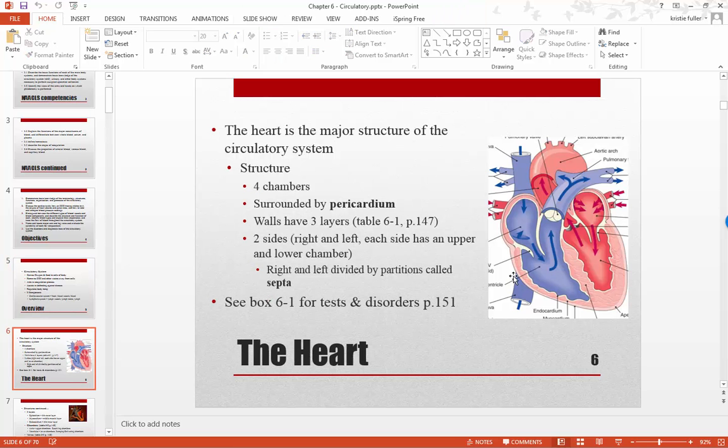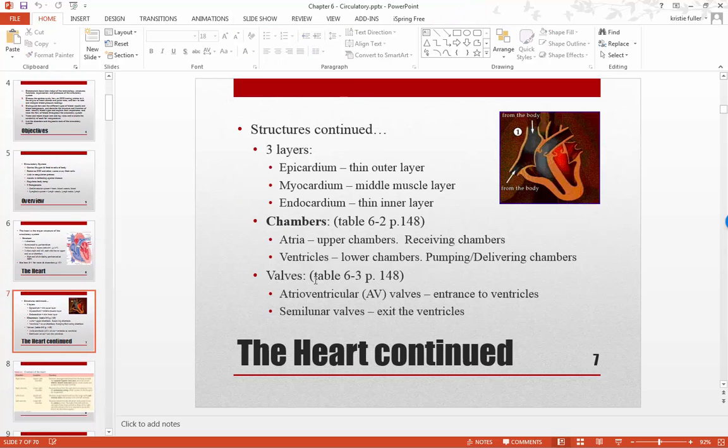So the heart is, of course, the major structure of the system. It's made up of 4 chambers. You have 2 atria and 2 ventricles. It's surrounded by a pericardium, and there's basically a right side and a left side. So when we talk about the heart, we're usually going to be talking about which side, and then whether we're talking about the atrium or the ventricle. All right, so we'll talk about the layers of the heart. You have the epicardium, the myocardium, and the endocardium.